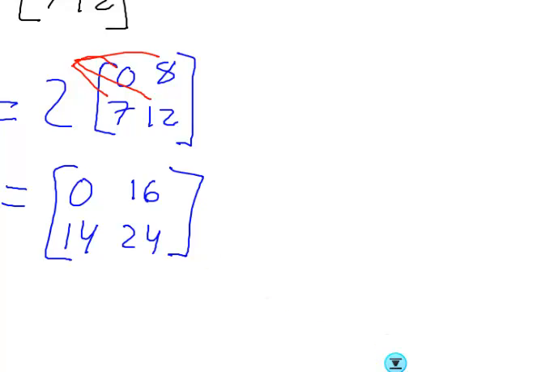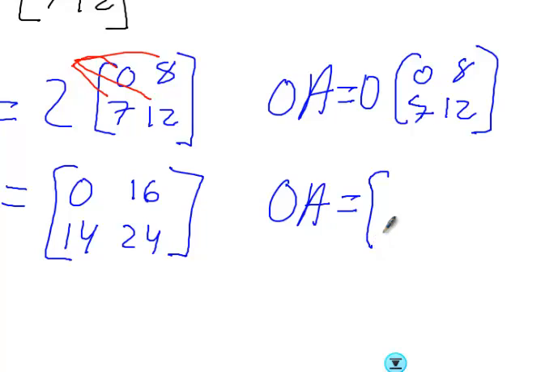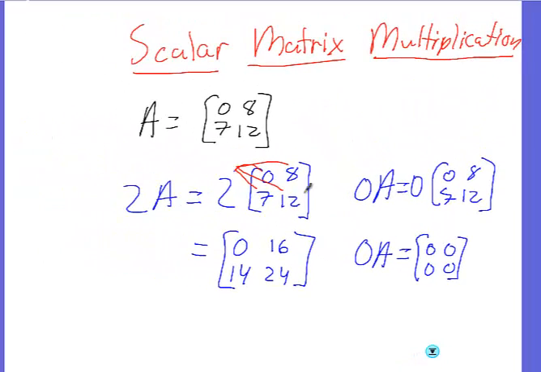In a nutshell, that is scalar multiplication. The one thing I would stress is, say we have 0A. That's 0 times 0, 7, 8, and 12. 0A is equal to 0 times 0 is 0, 7 times 0 is 0, 8 times 0, 12 times 0. Write your answer like that. Make it a 0 matrix. Don't just tell me it's equal to the number 0, because you still need your solution to be in a matrix. Nothing's going to change.